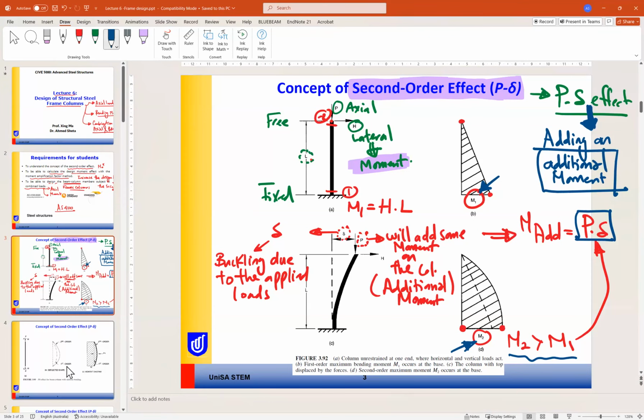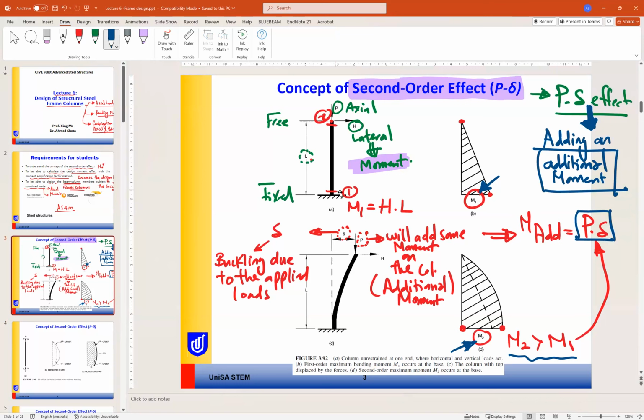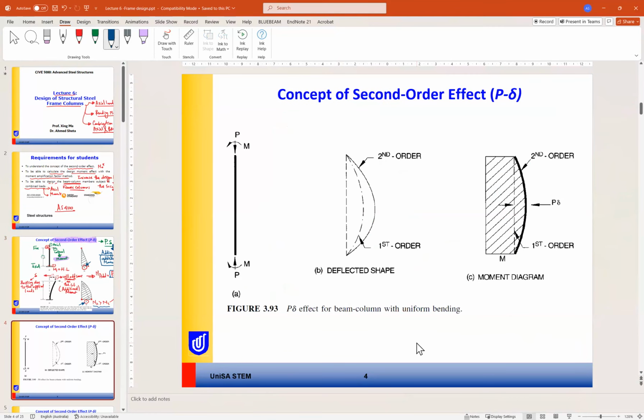Okay, let's proceed. So this was an example for a column fixed and free at the top. Let's have a look at the columns in a frame or beam column member. So for second order effect on beam column members, the column in this case is what we can call a frame column.